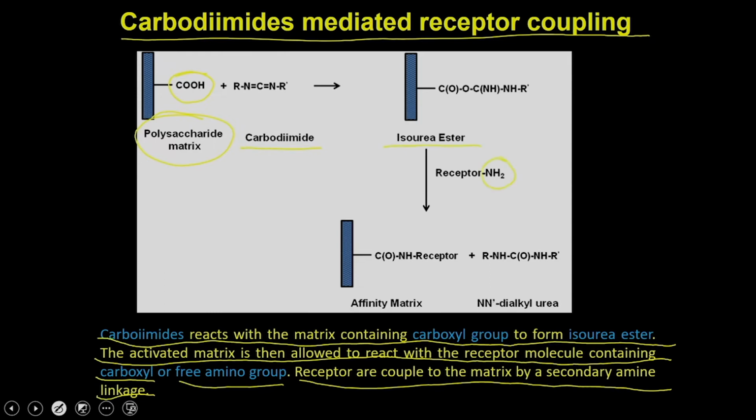Then if you have the primary amine, it is going to react with this carbonyl group and form the amide linkage, and that is how your receptor is coupled to the matrix, and the dialkyl urea is released from the matrix. Now, after this is done, here also you incubate the matrix with a large quantity of glycine to inactivate the additional functional groups.